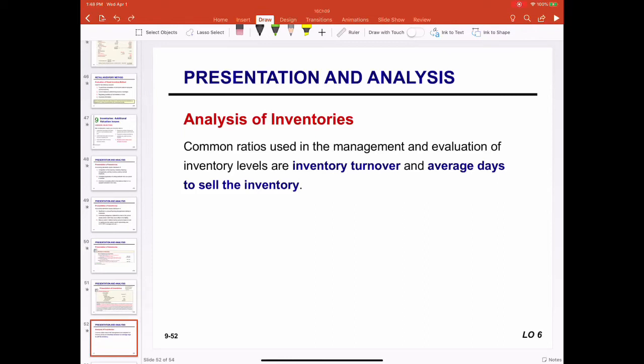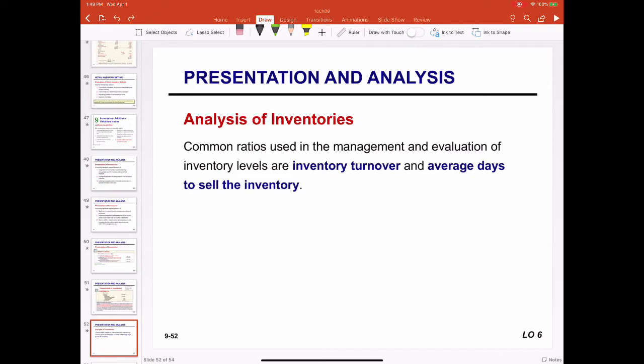Besides the inventory valuation, we're also interested in inventory management. We know the purpose of a firm maintaining a certain volume of inventory is to meet unexpected demand. But holding inventory is costly.